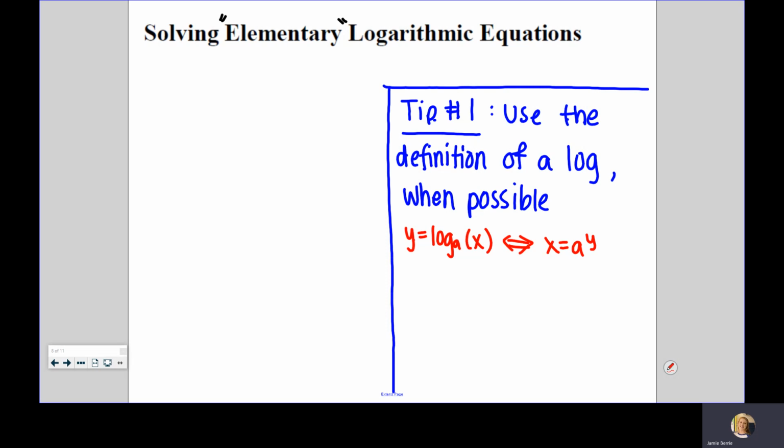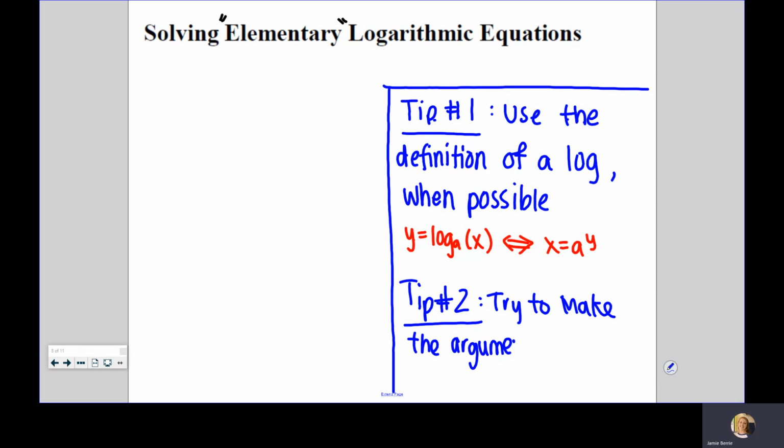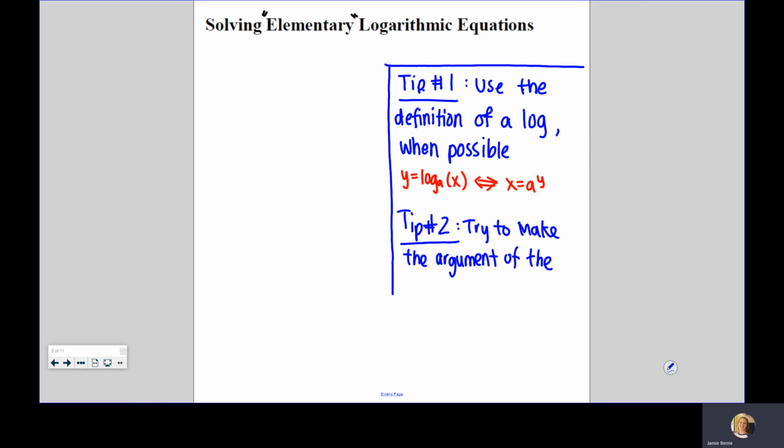Your book also includes this piece of advice. They say, try to make the argument of the logarithm, that's the stuff inside the parentheses, match the base, if possible. And I'll tell you what they mean by that.